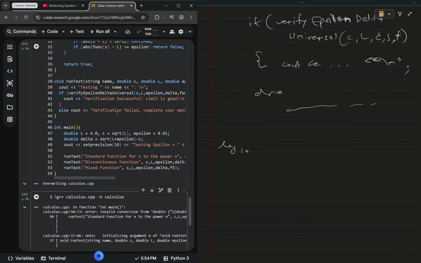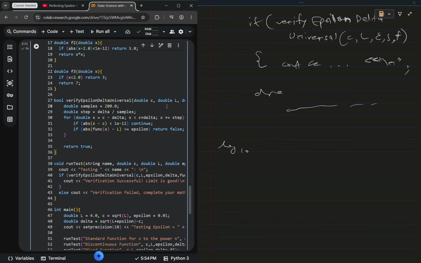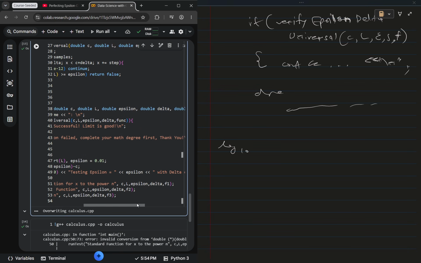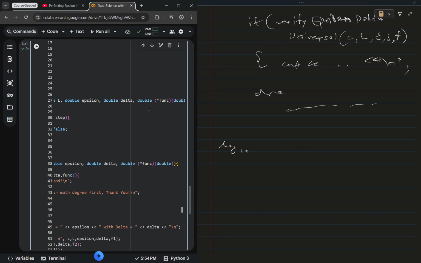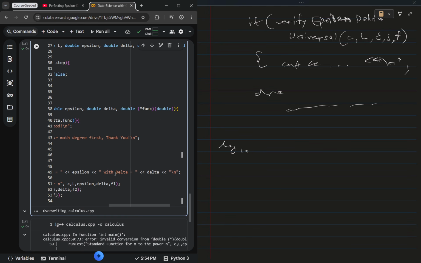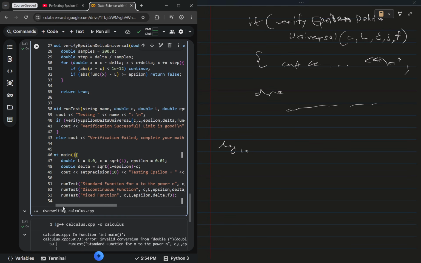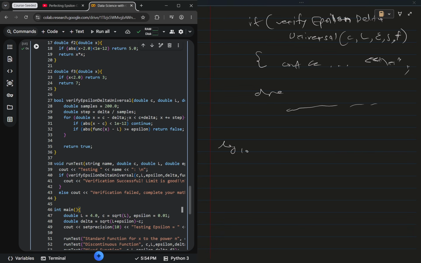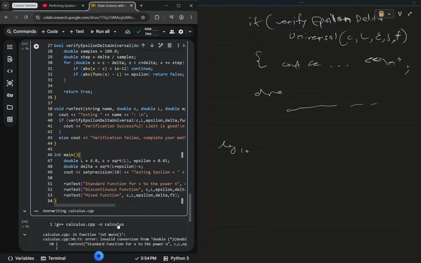Okay, so let's check for both. If we have this over here, let me just come over here. Yes, double function, double function, double. For some reason, this looks bigger than our verifying function. Sorry, this runTest function. So why is that? Okay, so the name is actually very large. So this is double C, double L, and all. Yes. So what is the problem?